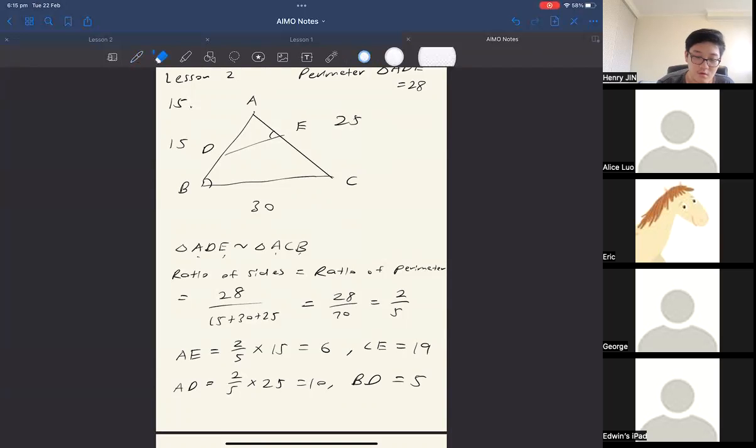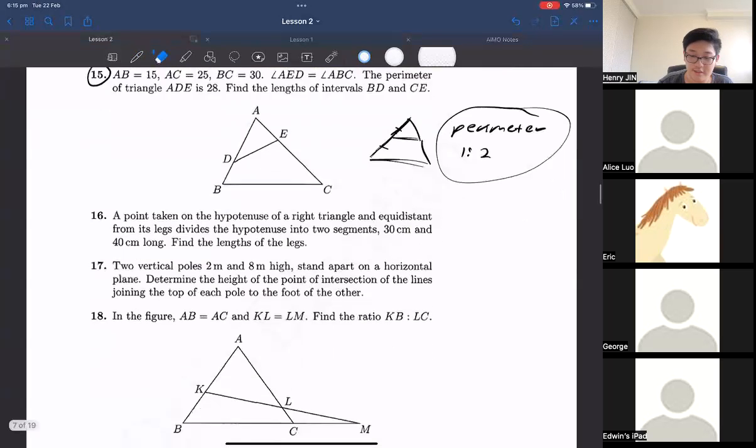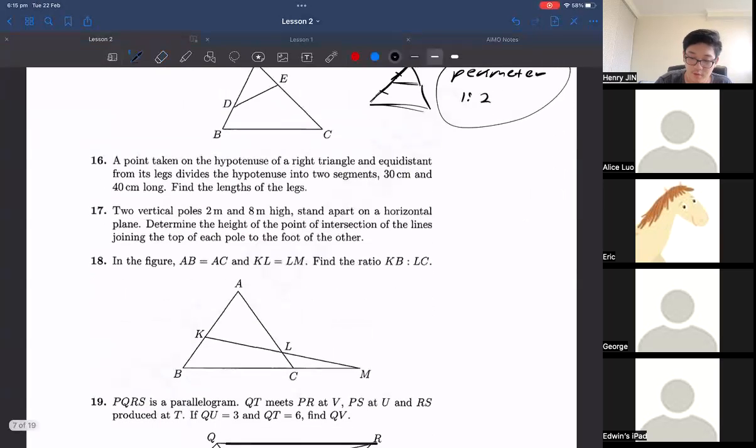Okay. Let's go to question 17 next. So two vertical poles, like 2 and 8, and you just cross them together, and you just want to find the height of this. So it's actually quite a common question. It's quite a common tricky question as well. In this question, the hint is you have to use more than one set of similar triangles. You have to use 2 sets. So you find the height of the intersection. Question 17.